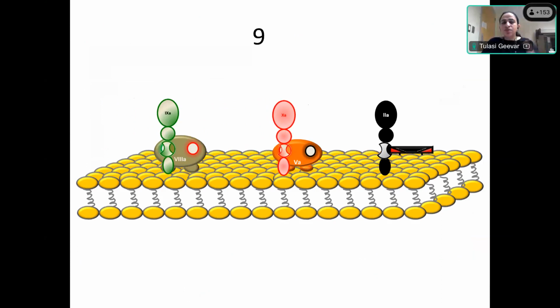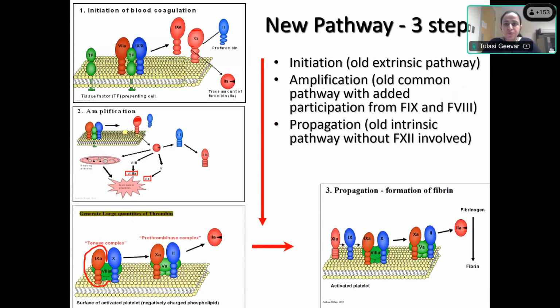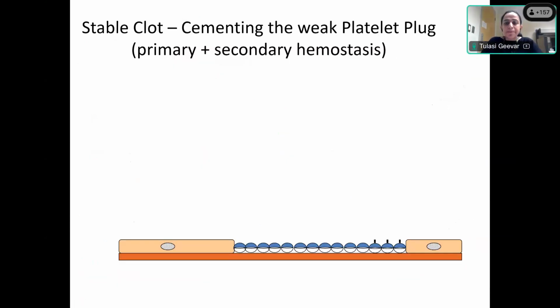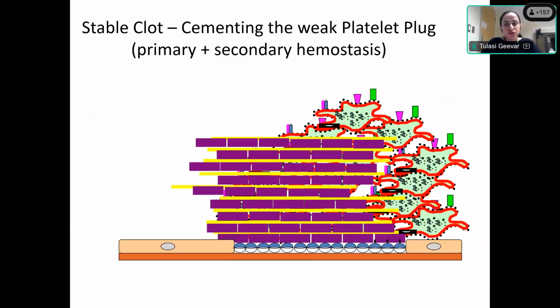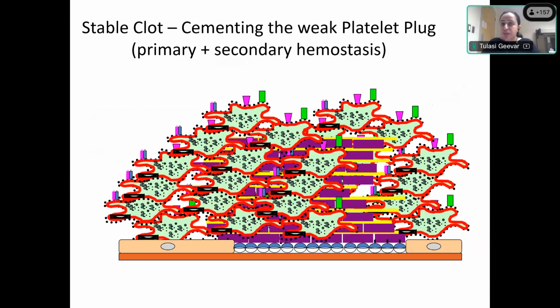So now combining both. Now in the body, both these processes happen simultaneously. That is the platelet plug formation, the von Willebrand interaction, the tissue factor causing active initiation of the blood coagulation, the formation of the tenase and the prothrombinase on the surface of the platelets. And this leads to the formation of the stable clot, which is an interaction of the primary platelet plug and the fibrin clot.